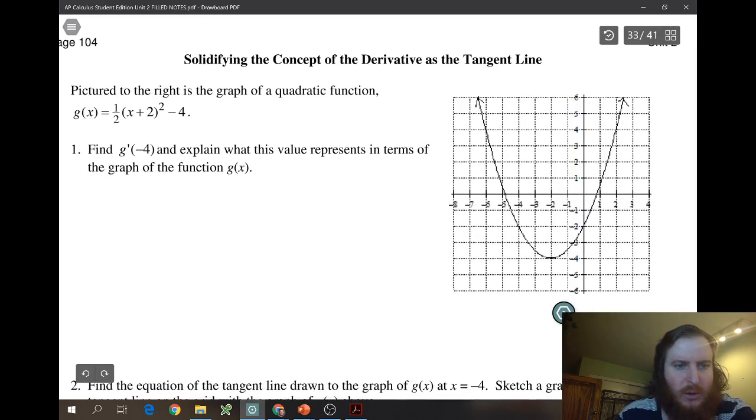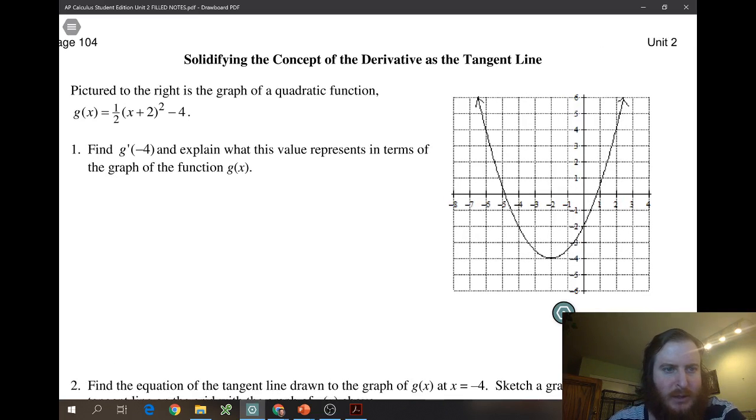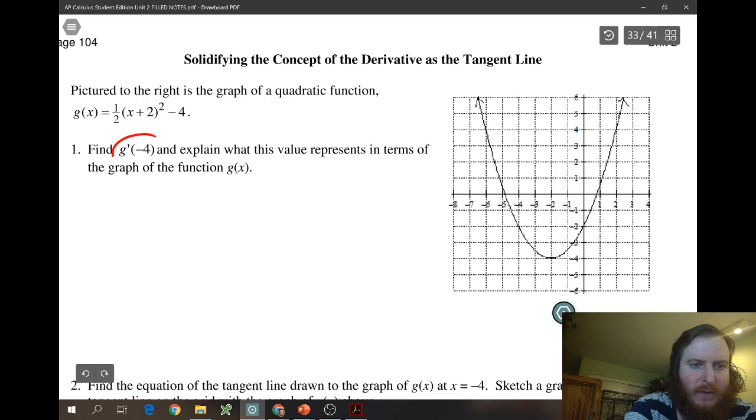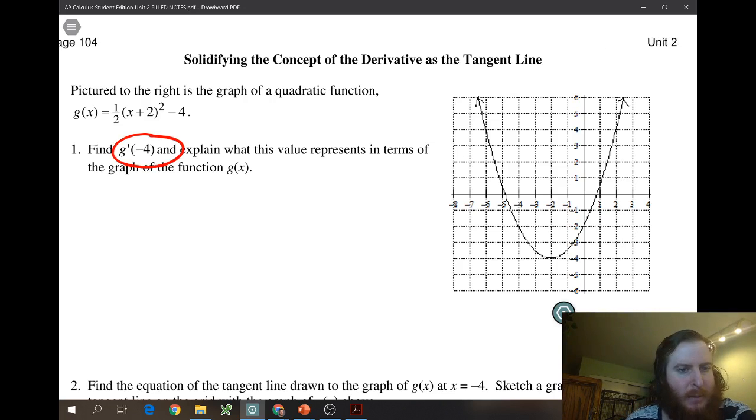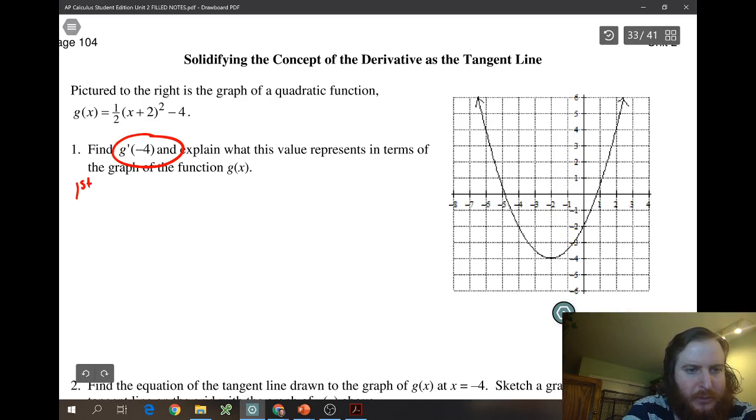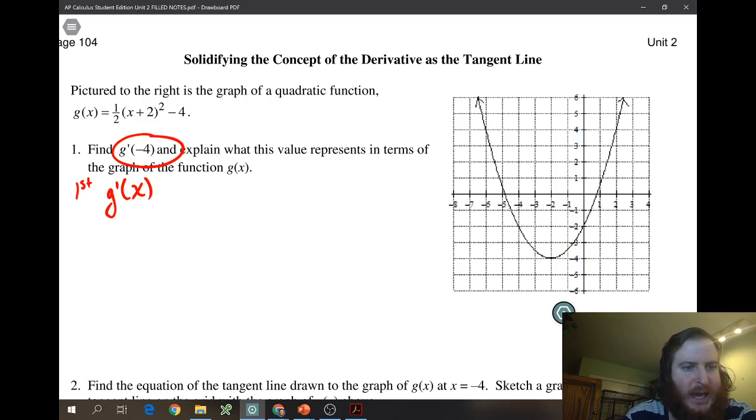So the first question gives us g of x equals 1/2 times the quantity x plus 2 squared minus 4. It asks us to first find g prime of -4 and explain what that value represents. A big thing: before you can ever find g prime or f prime at a number, you always need to first find g prime of x. This is really important. First find g prime of x, and second, plug in the number. Do not try to plug in first and then take the derivative. You'll always get 0, which is wrong. So first, always find the derivative.